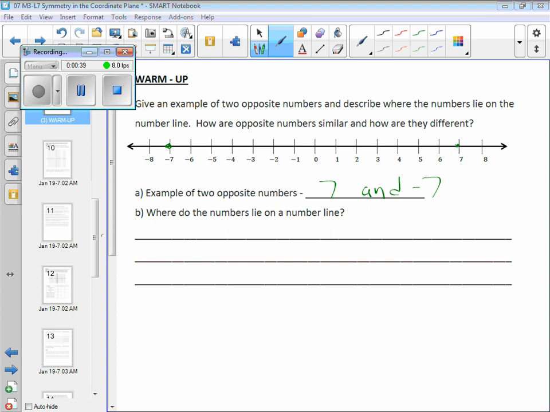Why am I all stuck? Step back. No, step back. I'm going to lose my balance. You don't even use it.